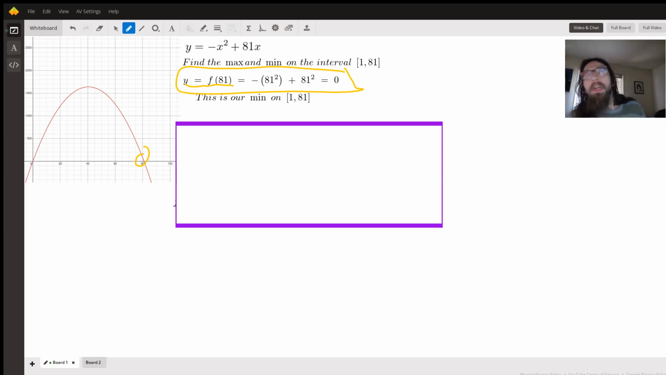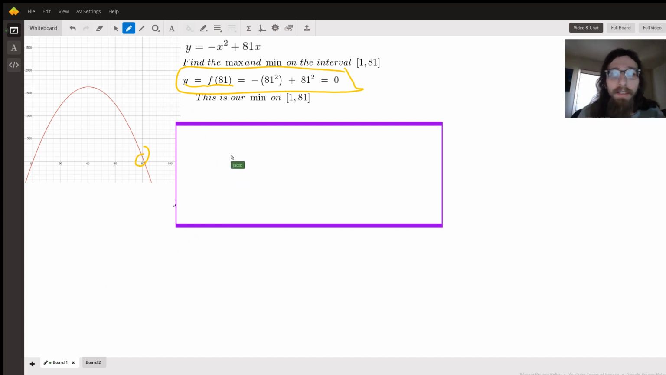Now our maximum is going to be a little bit more difficult, but you can find it pretty quickly. Remember, to find the minimum or maximum anywhere, you can just take the derivative of that function and set it equal to 0. And then whatever x values you get from that, you can plug those values back into your equation to find out what the values are.